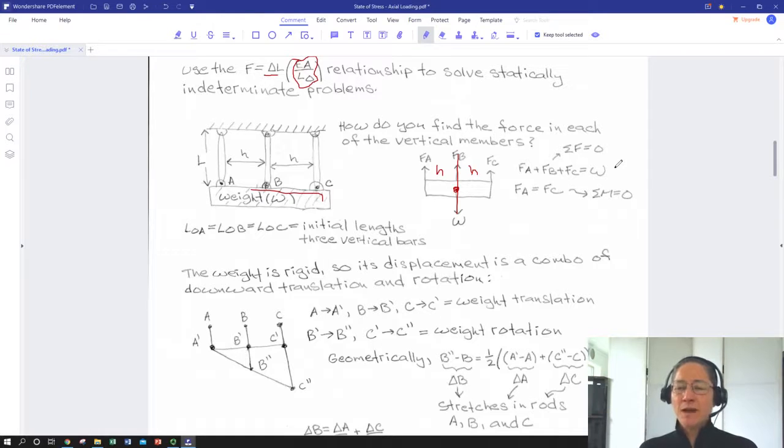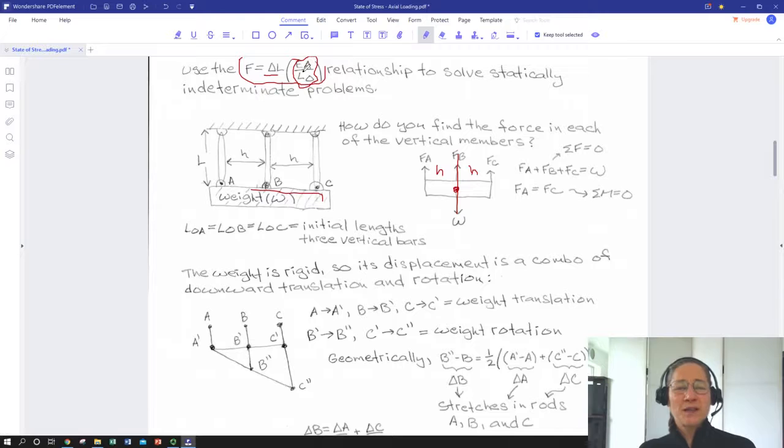Okay, we have 2 equations and 3 unknowns. Drat. Okay, so let's see if we can use our newly minted force, elongation, and stiffness expression to give us more information. Well, we know that the original length of all of them is the same, so that's cool. If we look at our F equals delta L times the stiffness expression, we don't know delta L, but we know L0.